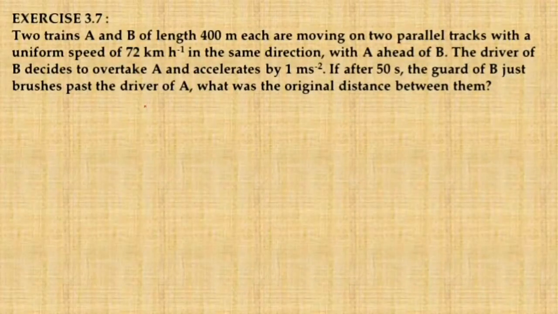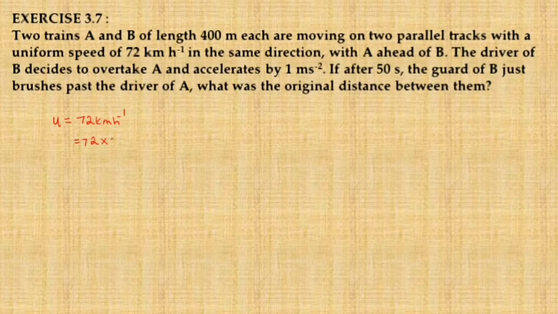Let's discuss exercise question 3.7. Two trains A and B of length 400 meter. Each are moving on two parallel tracks with a uniform speed of 72 km per hour. So what is the initial speed here? It is given as 72 km per hour, which should be converted into meter per second. So we can write here 72 into 5 divided by 18. So 18 here 4 times. This is equal to 20 meter per second. So this is the initial speed of the two trains.